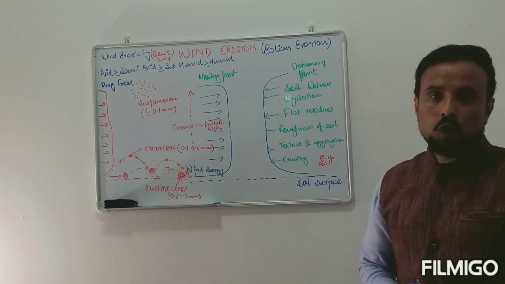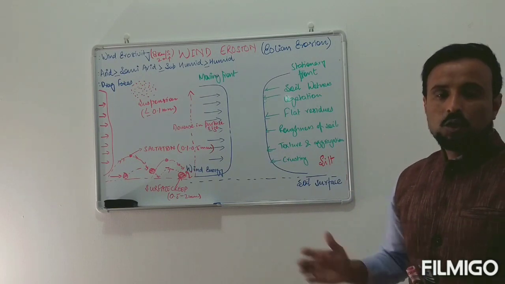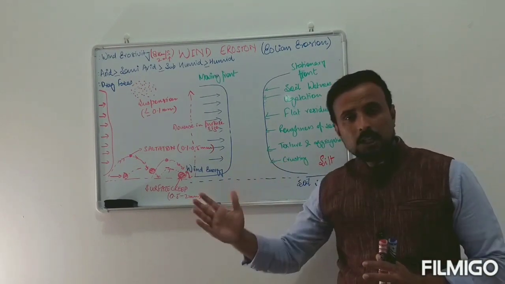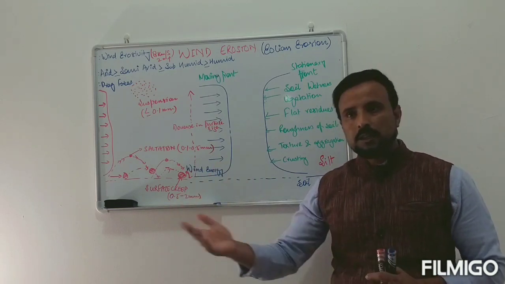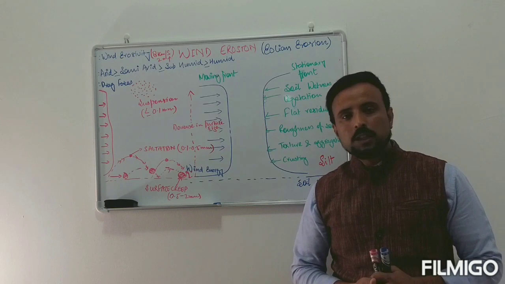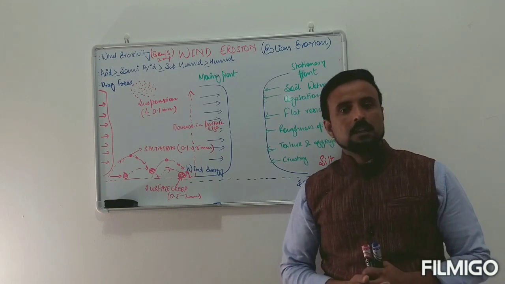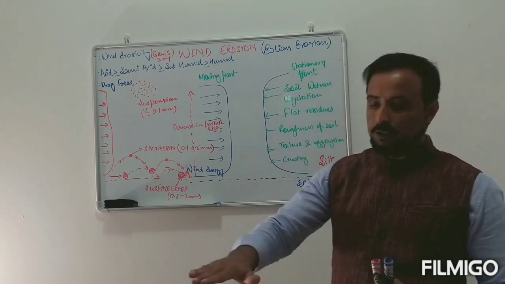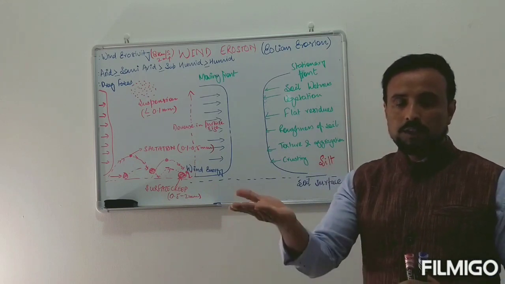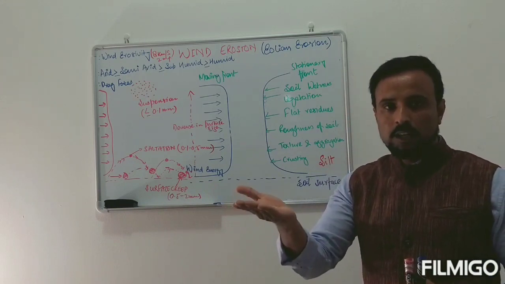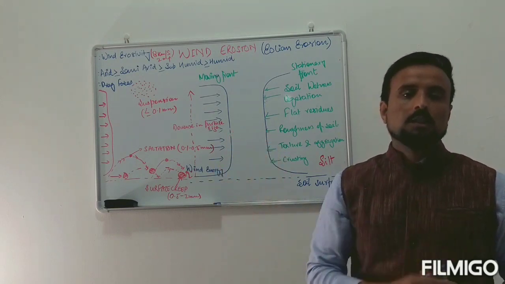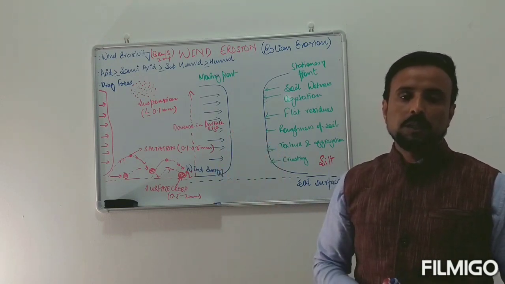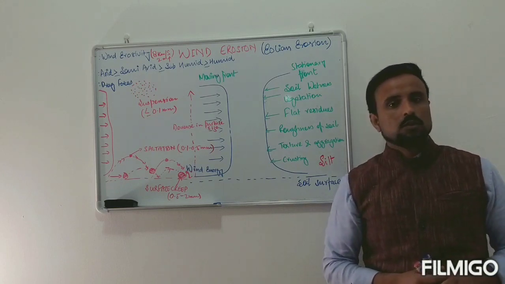Wind erosion is also called aeolian erosion. When wind is moving at a very high speed, say a minimum of 8 kilometers per second wind velocity, flowing on the surface of a soil over 2 meters, it can cause erosion. This much speed of wind can cause erosion.